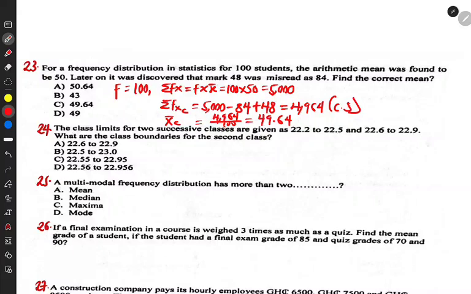So the correct answer is supposed to be what? C, 49.64. 49.64, and you're good to go.